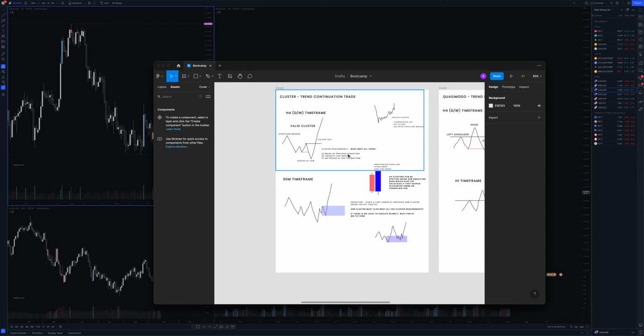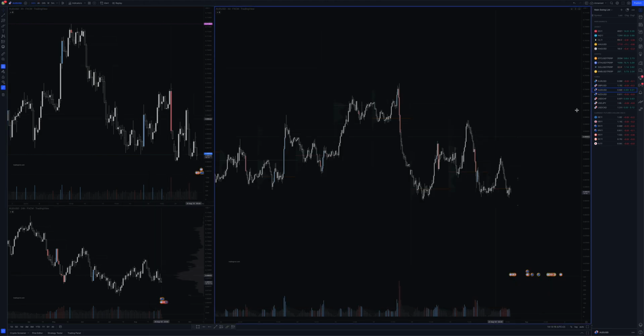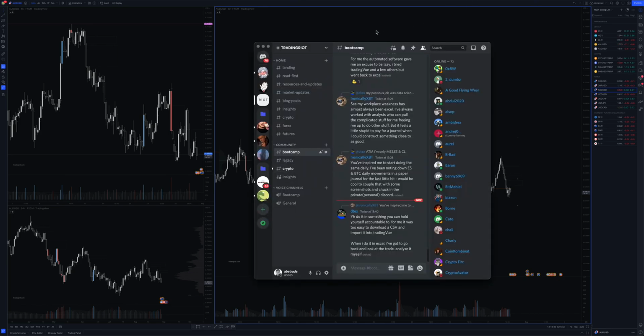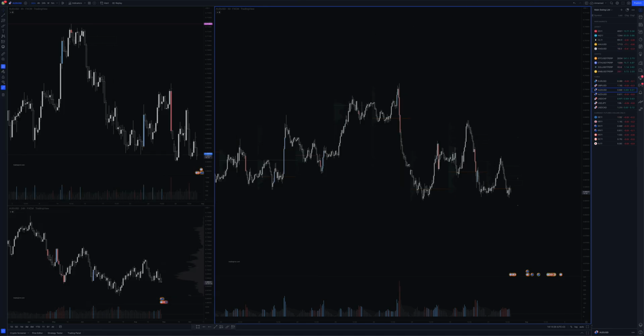There has to be a break of previous structure, which is the previous swing high that made the low. Okay, this has been a discussion in a Discord. Actually, someone asked me this the other day. Let me just show you the example. It's this trade right here. Just give me a second. Open original.